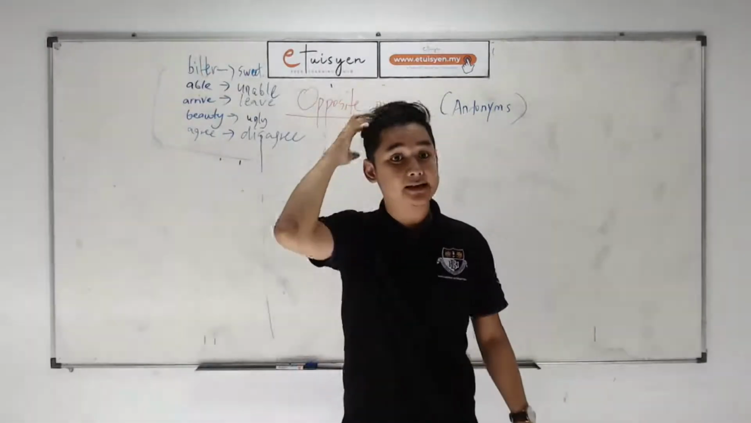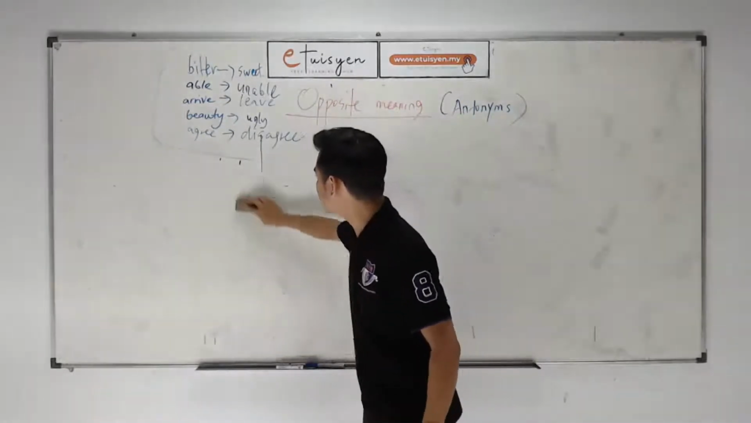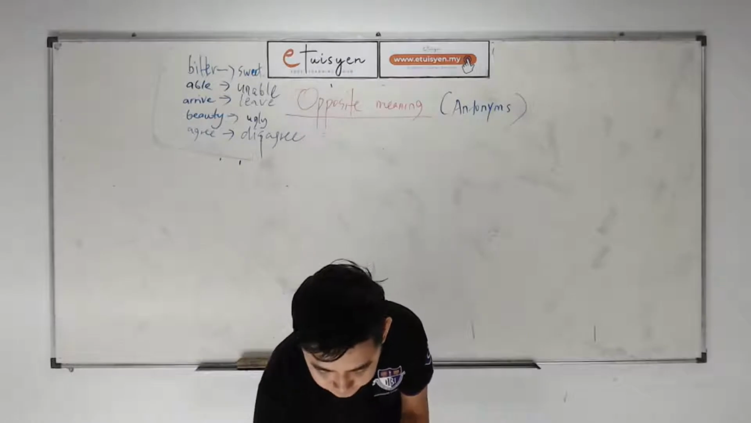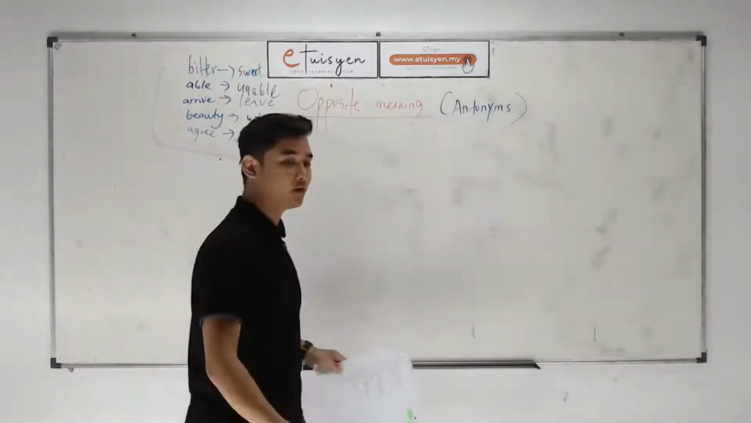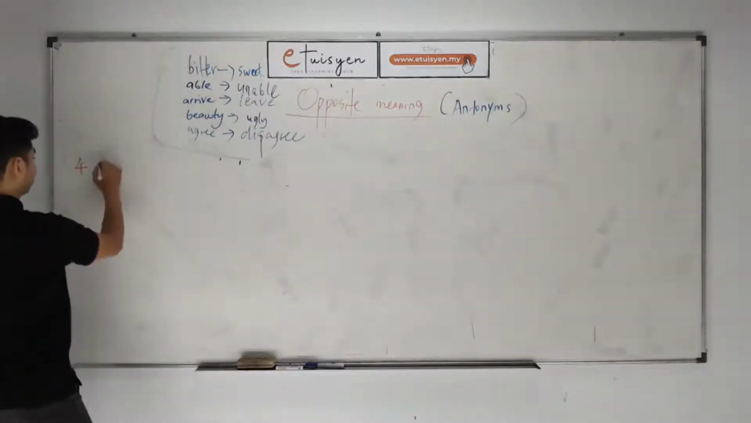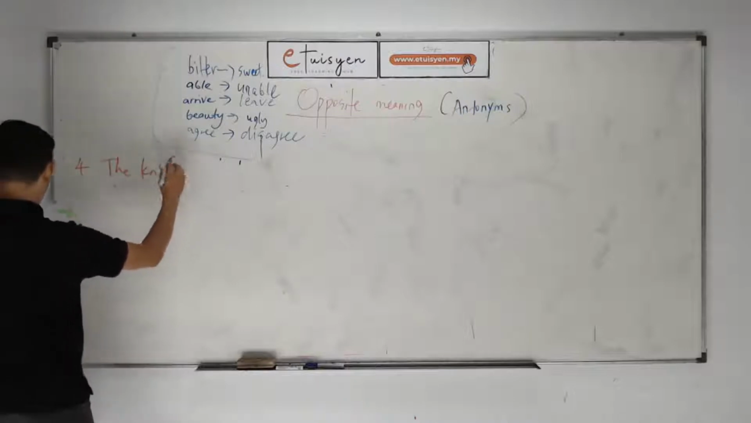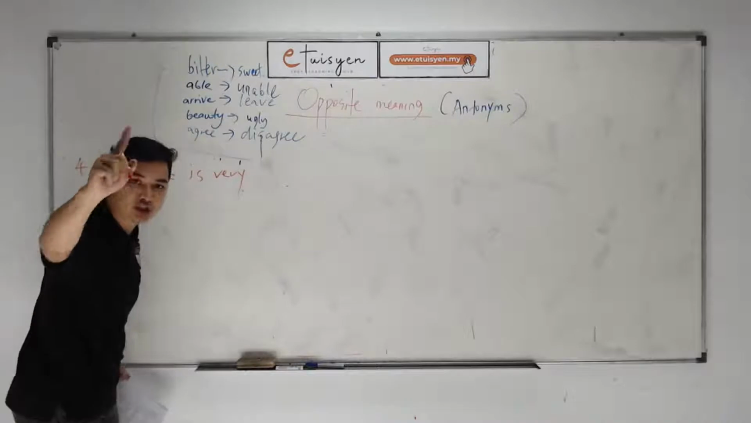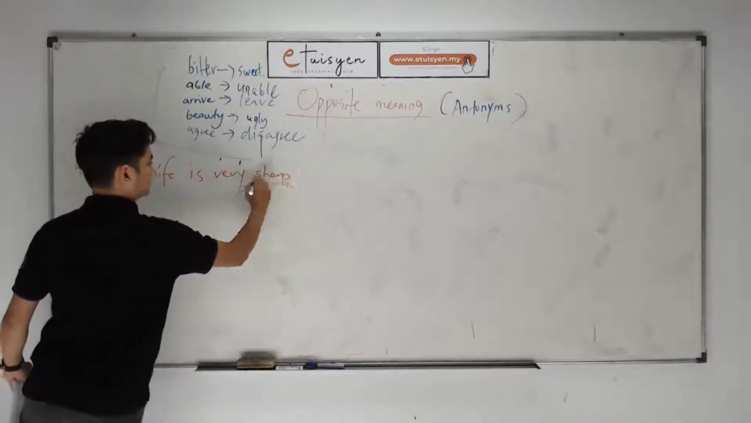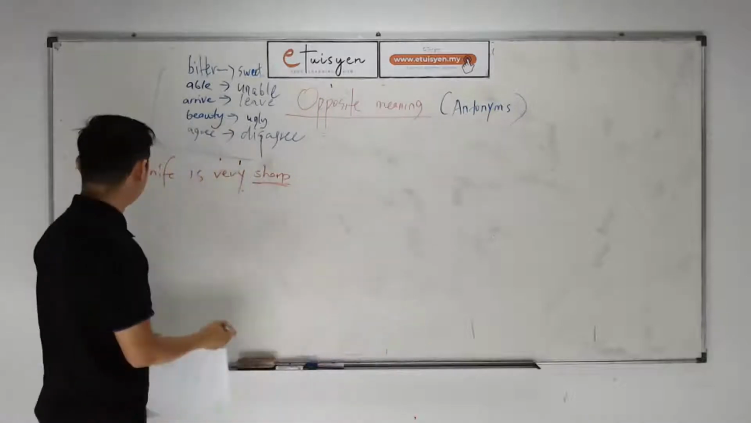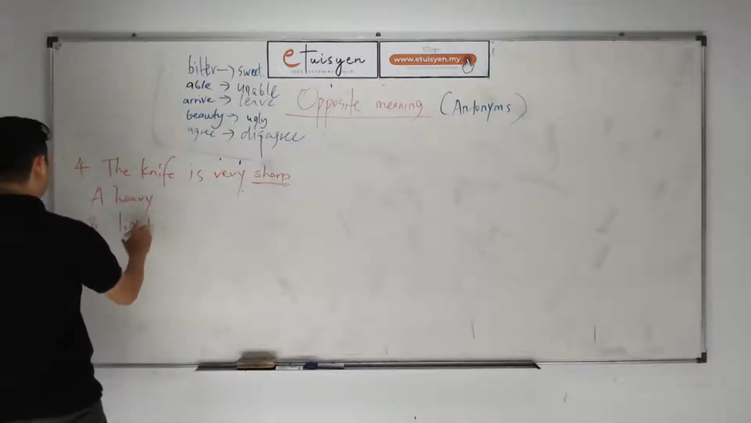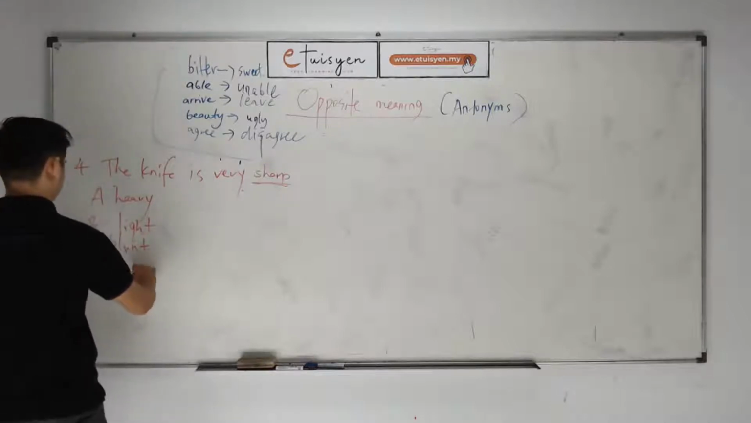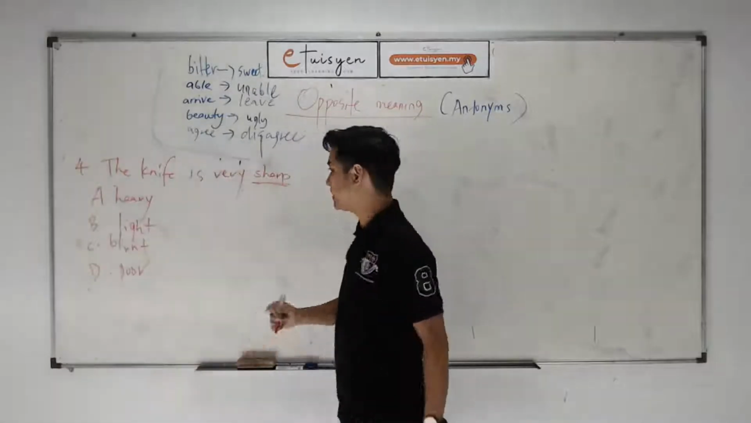Okay guys, if you don't understand, please ask. Tolong tanya kalau tak faham, right? Okay, so tadi just now number 3, kita come out dengan number 4. The knife is very sharp. Sharp is tajam. So, kita kena cari dia punya opposite meaning. We have heavy, light, blunt, and dull. Number 4. Okay, number 5.